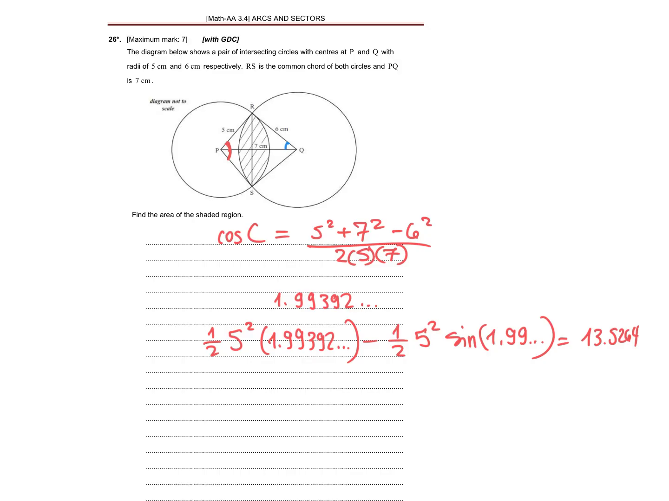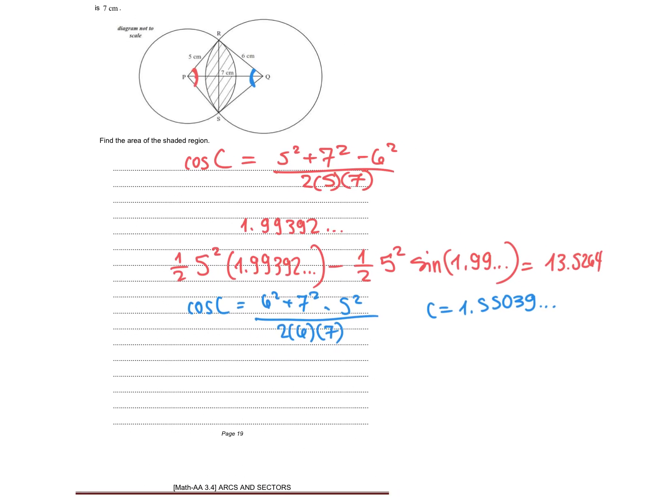Okay? Now, with the other triangle, we have that cosine C equals 6 squared plus 7 squared minus 5 squared over 2 times 6 times 7. All right, so one of those angles is 0.775. So this whole thing is 1.55039. And now we can do the area of the sector, 1/2 r squared theta, minus the area of the triangle.